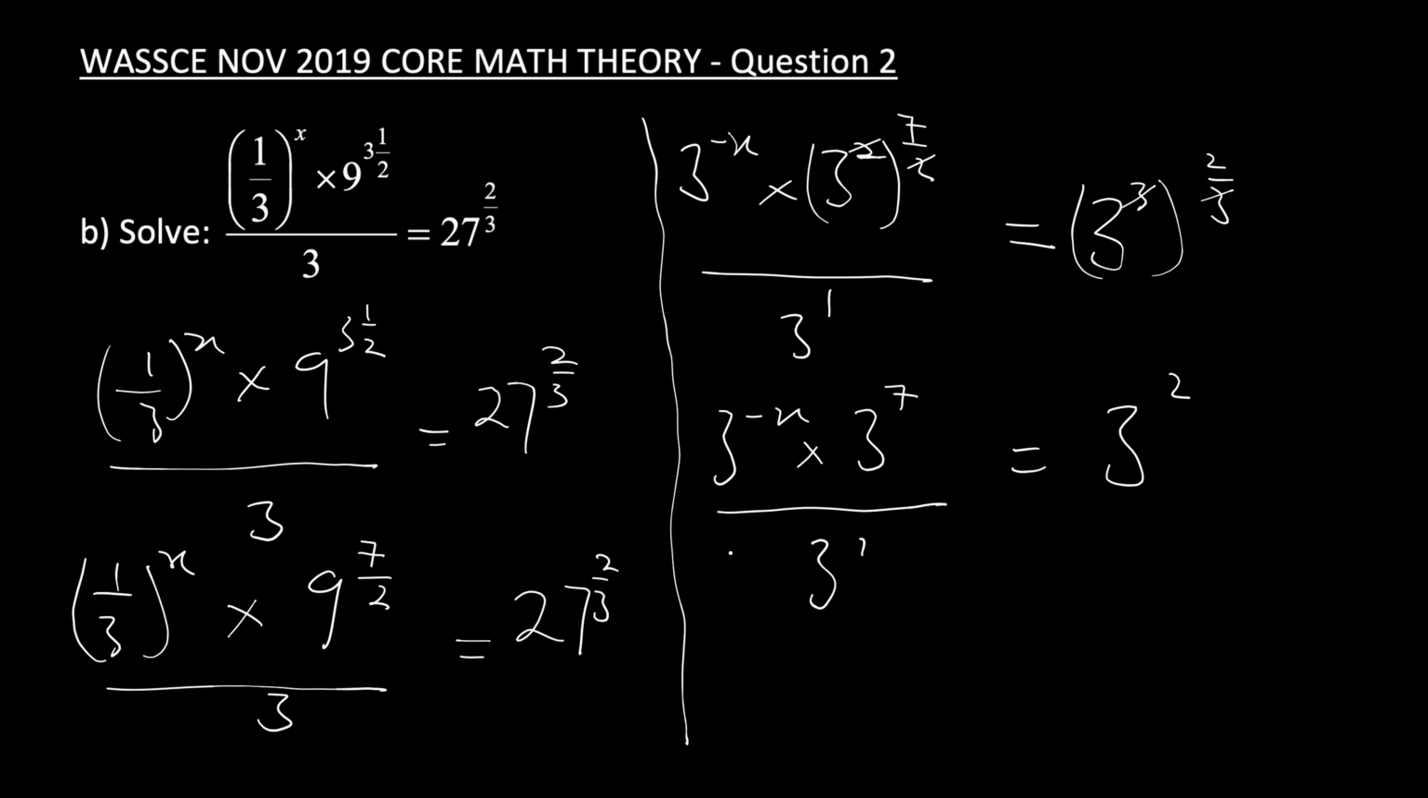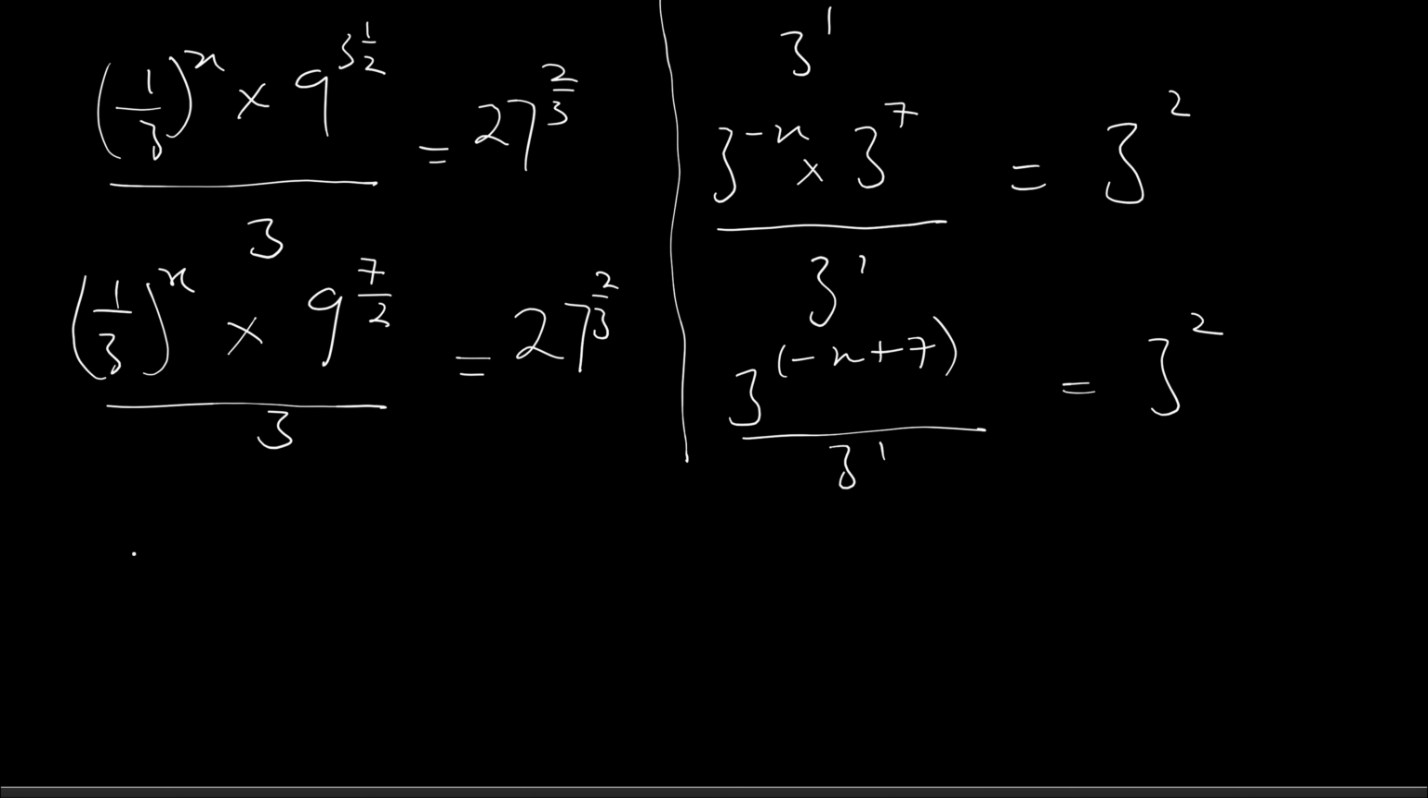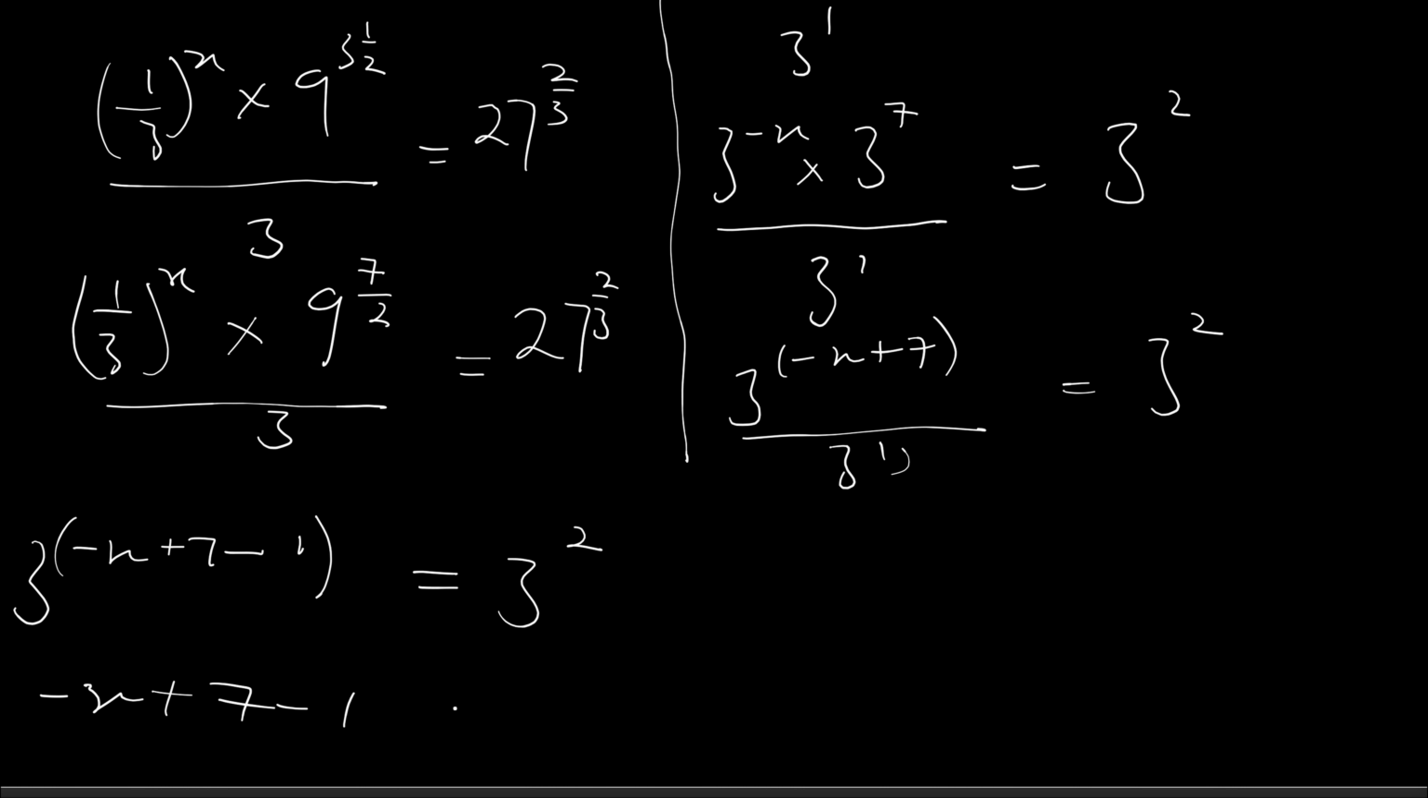Now in indices, when the bases are the same, you maintain one base and then you add the exponents. So we have 3 raised to the power negative x plus 7, all divided by 3 raised to the power 1, is equal to 3 raised to the power 2. So then again, in indices, when we have the same base and they are dividing, we subtract the exponents. So we have 3 raised to the power negative x plus 7, then minus this 1, should be equal to 3 raised to the power 2. Now since the bases are the same, we can say that negative x plus 7 minus 1 should be equal to 2.